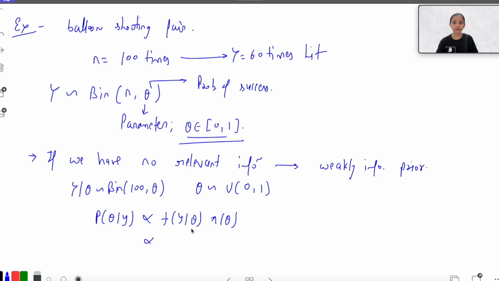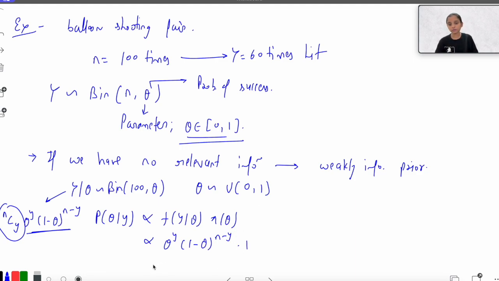That is proportional to f of y given theta, which is a binomial distribution, so the PDF of y given theta is nCy theta raised to the power y times 1 minus theta raised to the power n minus y. But nCy is a constant term, so it will go into the proportionality constant. So we will be considering the terms which have the parameter. That is theta raised to the power y times 1 minus theta raised to the power n minus y, and pi of theta will be 1. So we have the posterior distribution like this.